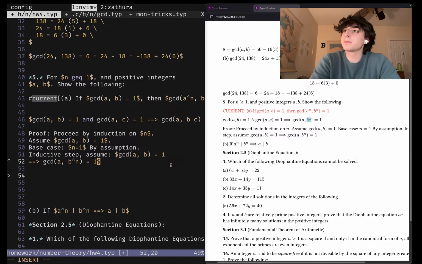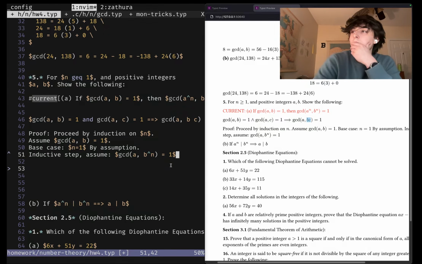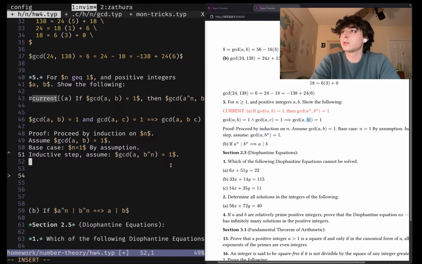We actually want to assume b^n in your inductive step. n plus 1, you mean? No, I mean now it says assume GCD(a, b) is equal to 1, what we already did before. We don't need to assume that again. We just need to assume that GCD(a, b^n) is 1. Exactly. And now we need to prove that GCD(a, b^(n+1)) is equal to 1.